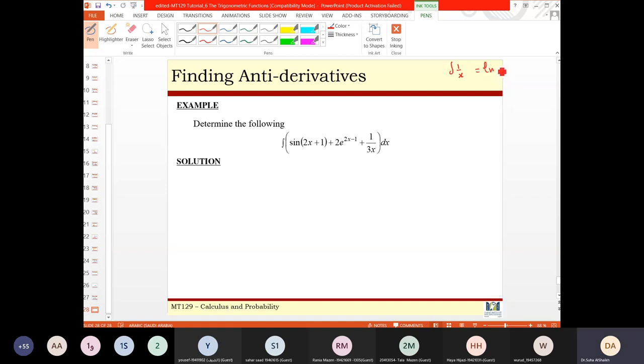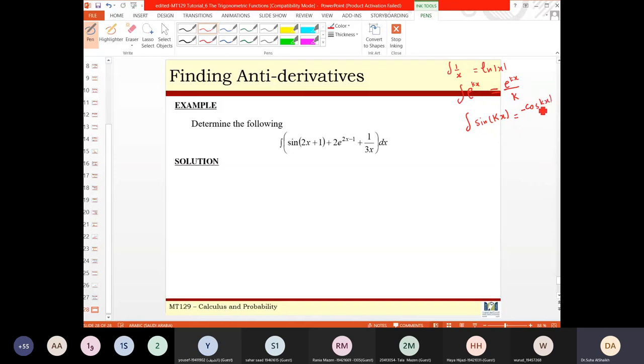It's ln x. That's correct. We say ln absolute value of x. And what is the integration of e to the power kx? It is e to the kx over k, right? And what's the integration if I have sine of kx? The integration of the sine is what? Minus cosine kx over k, correct? So we apply this here.